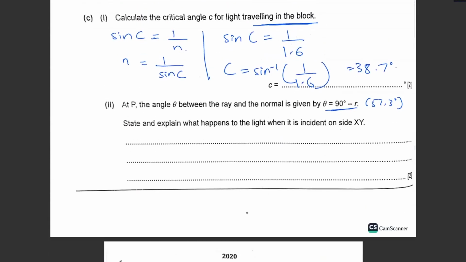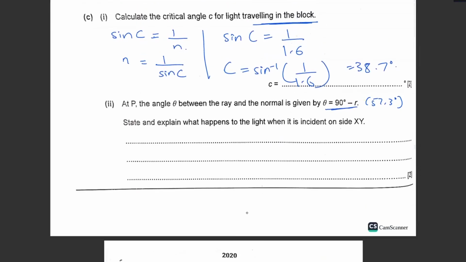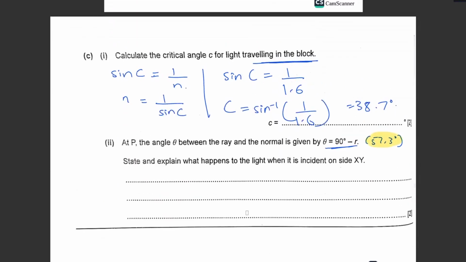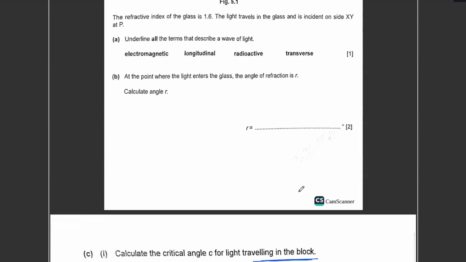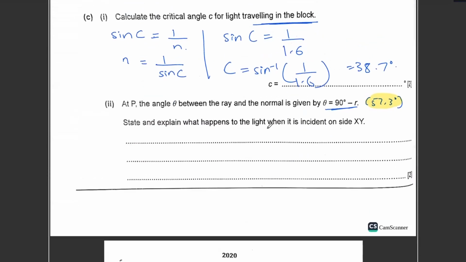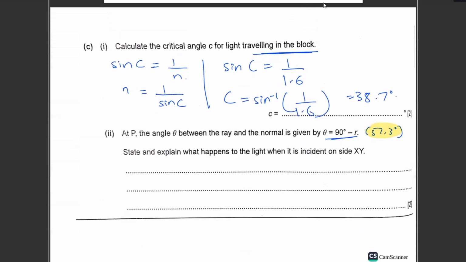As you can see, this angle theta is coming out to be greater than the critical angle. What will happen? Total internal reflection. Exact same answer to what we have done in the previous part. Since angle of incidence is greater than the critical angle, total internal reflection happens. You can write critical angle here. This exact same answer will be copied here. No changes. Let's move on to the next question.